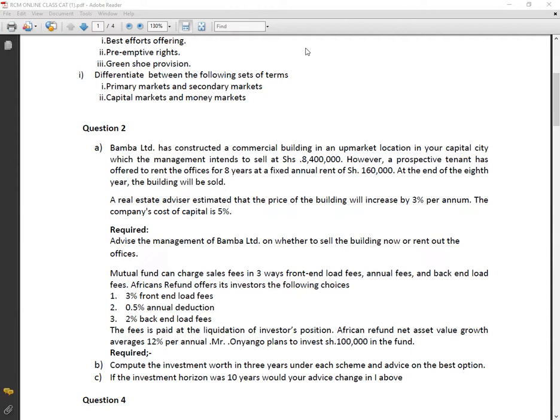However, a prospective tenant has offered to rent the offices for 8 years at a fixed annual rent of 160,000. At the end of the 8th year, the building will be sold. A real estate advisor estimated that the price of the building will increase by 3% per annum. The company's cost of capital is 5%.